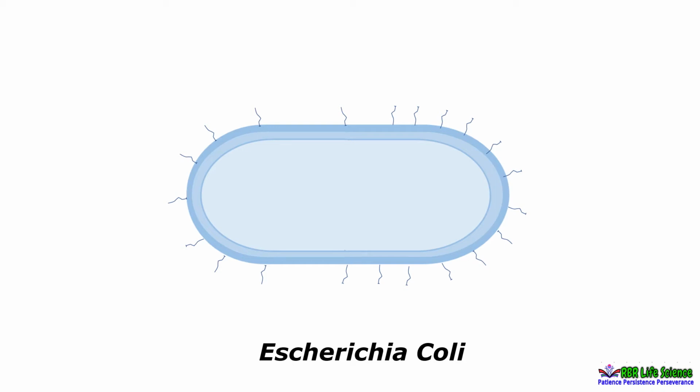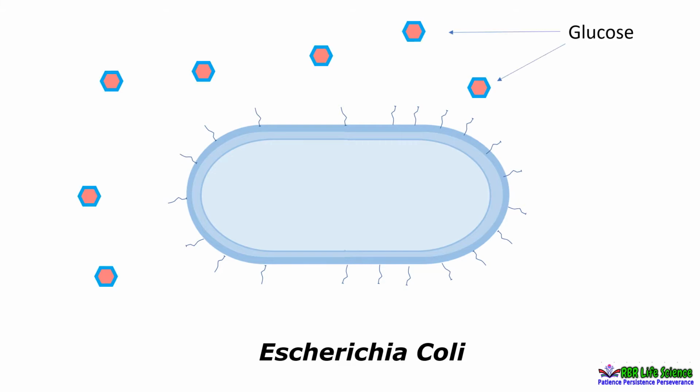In E. coli, glucose is used primarily as a carbon source for energy production. E. coli takes glucose molecules inside, and this glucose is used in the glycolysis pathway, and energy is produced in the form of ATP. This energy is used by E. coli for metabolism and survival.